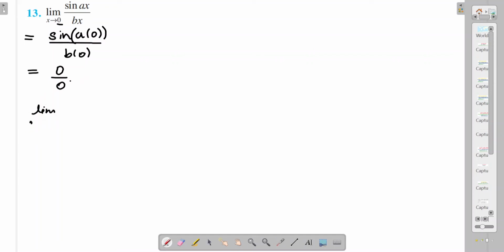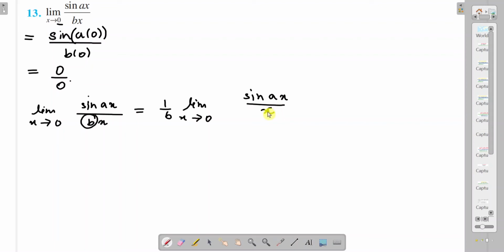So write the function again, which is, write the limit or the problem which is given, limit sin ax by bx equal to, so we have to first bring this constant outside. So 1 by b limit x tends to 0 sin ax divided by x, right? Now you can see that you have a trigonometric function sin ax, and that is divided by x.